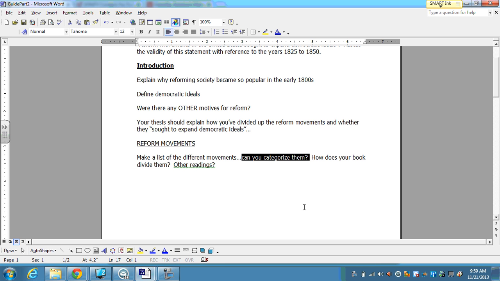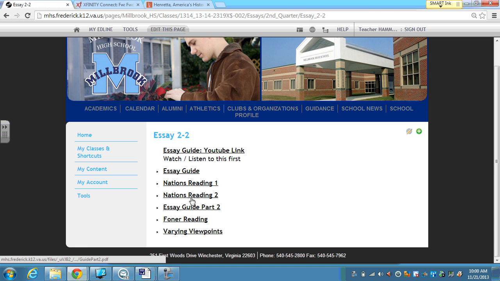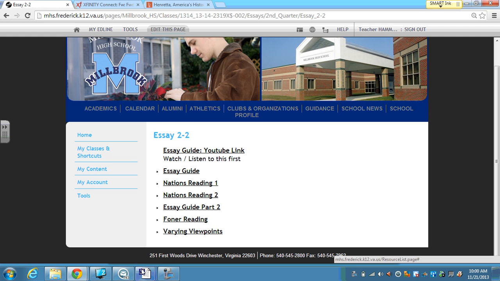I've put on Edline a reading from my college textbook, which I actually prefer, the Nations reading 1 and 2. I actually prefer that to the textbook, but you can do what you want. How does the Nations book divide them up? I've also put a Foner reading. Some of you know I like Eric Foner. He's a great historian. His reading has a little discussion of the groups.